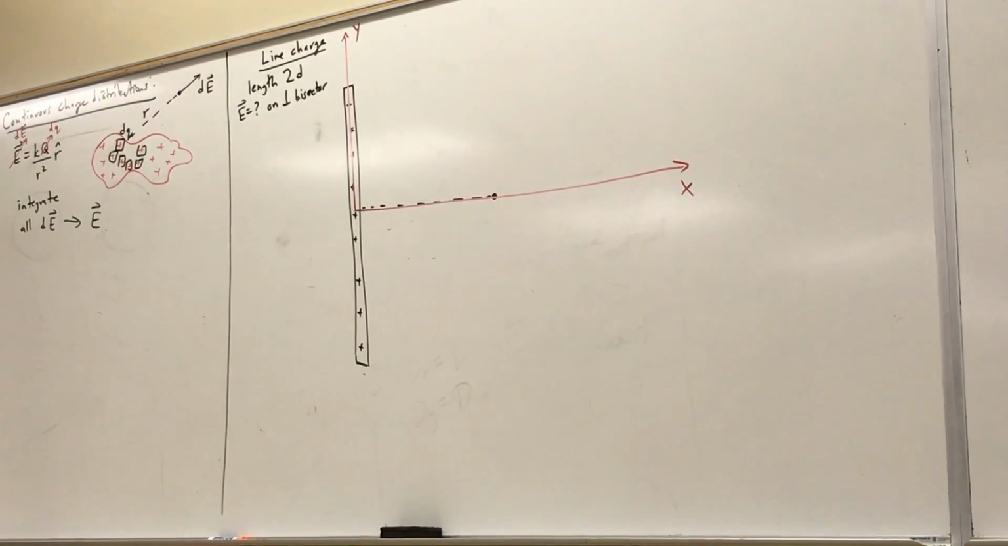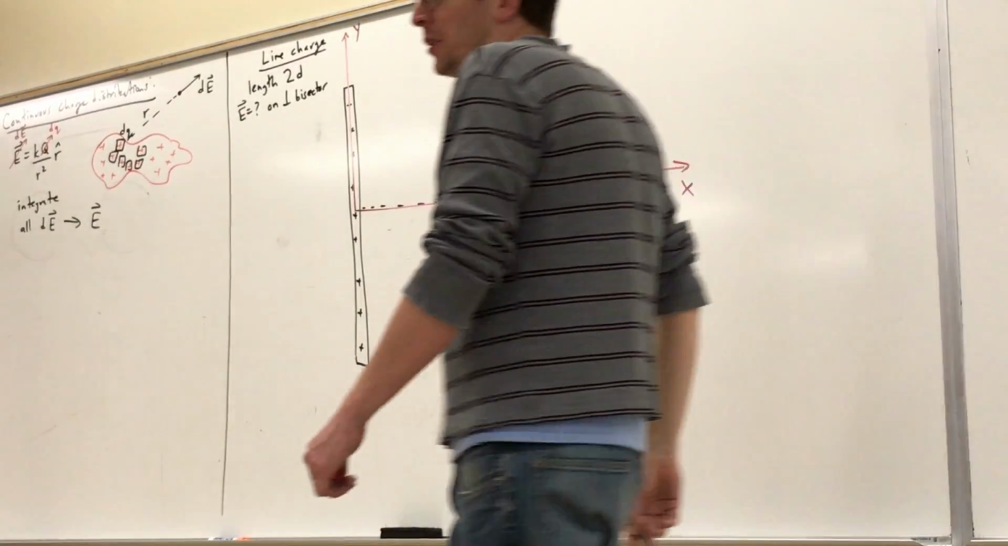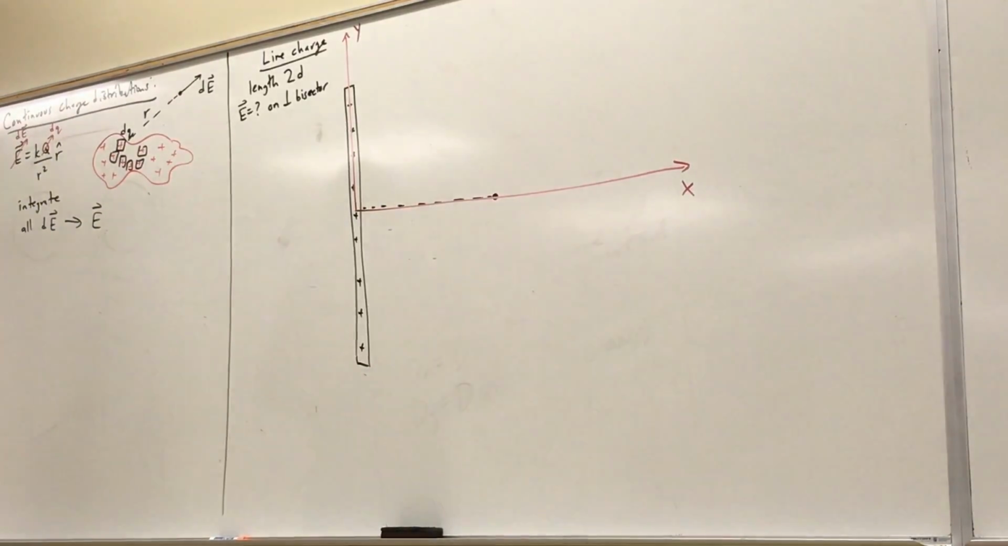So lambda is the linear charge density. It's how many coulombs are carried per meter. That's useful for things where the charge is smeared out along a single axis. Okay?